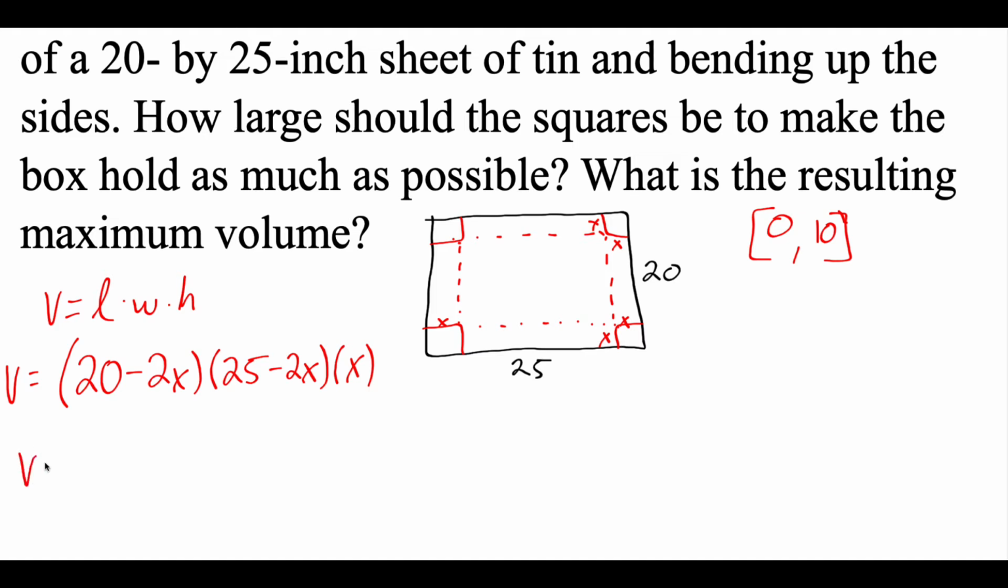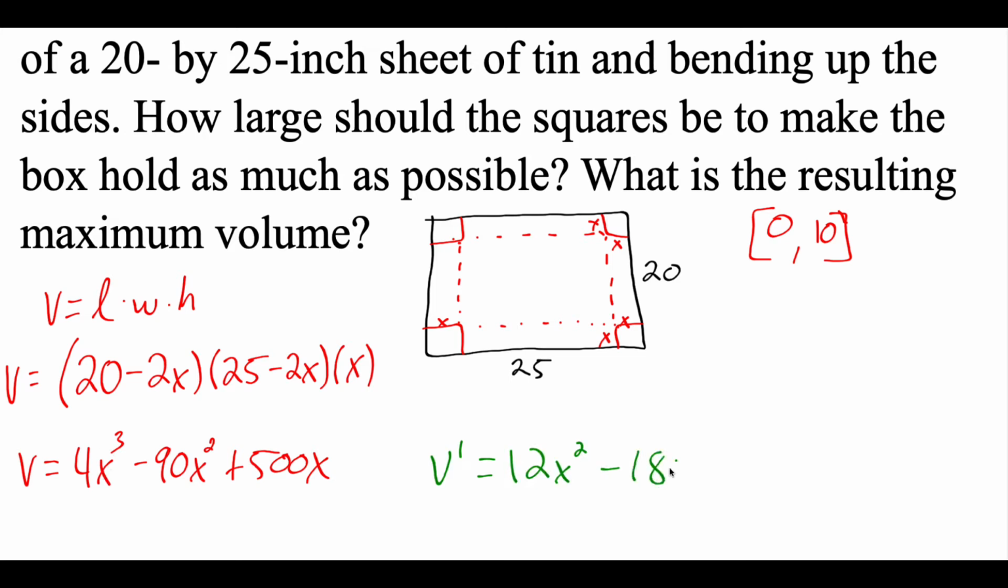If we were to multiply everything out to turn these different factors into just one polynomial function, that would end up being 4x cubed minus 90x squared plus 500x. This function represents our volume. When we're optimizing things, we want to take a look at the derivative of this volume function. So V prime is going to be 12x squared, using the power rule, minus 180x plus 500.